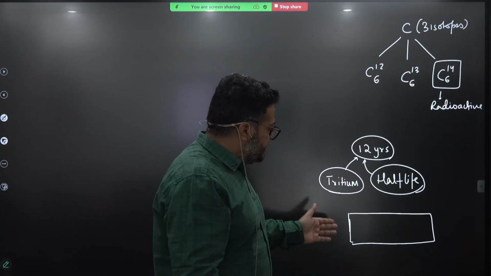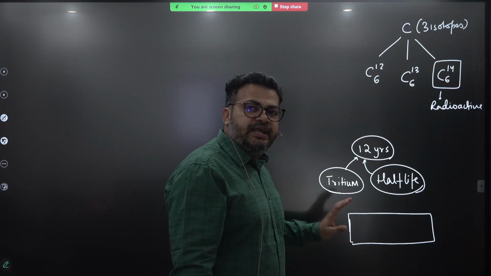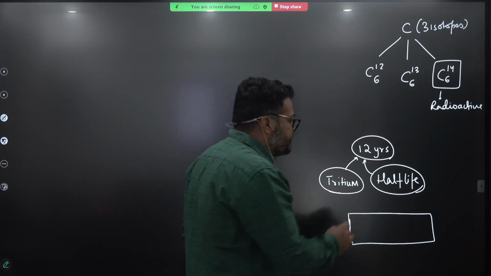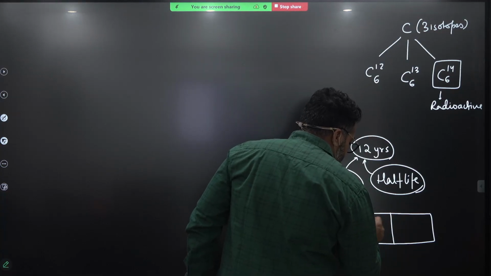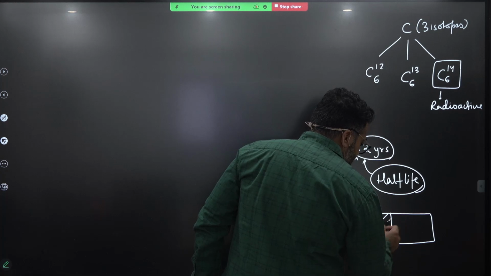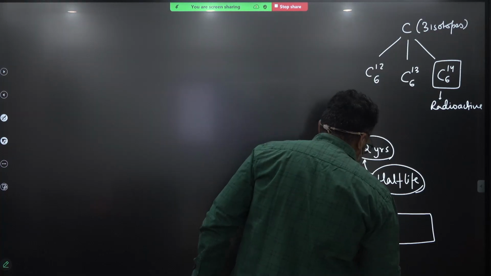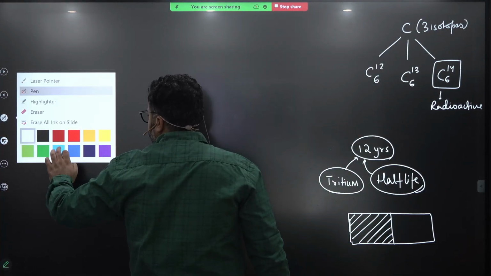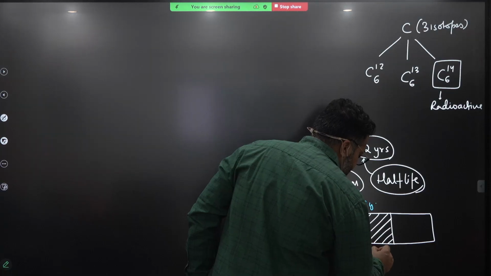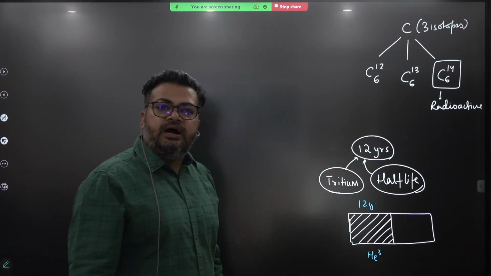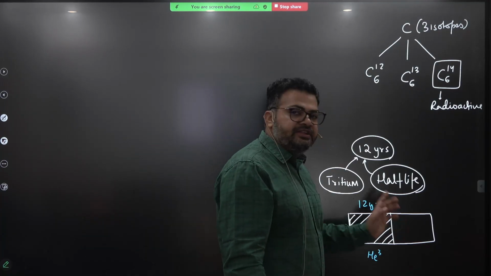Please pay attention. That means if I have this much of tritium with me today, and I wait for 12 years, then in this time half of this entire tritium is going to decay in 12 years and convert into a stable helium-3 isotope. Half of the tritium will decay, and only this much of tritium would be left radioactive.